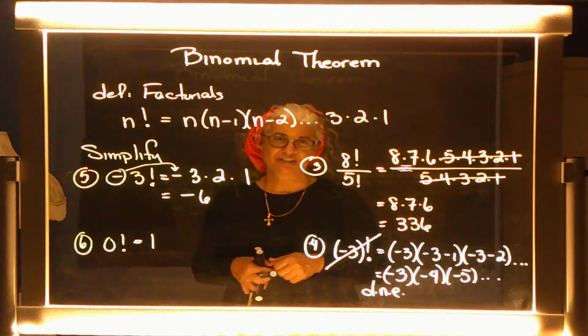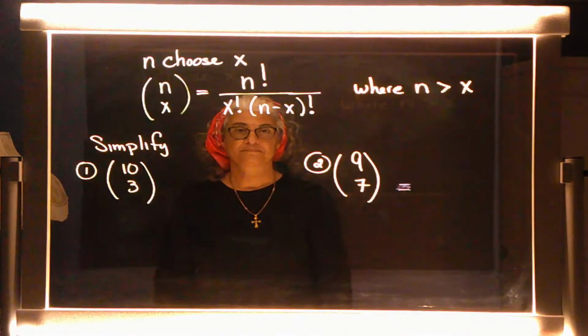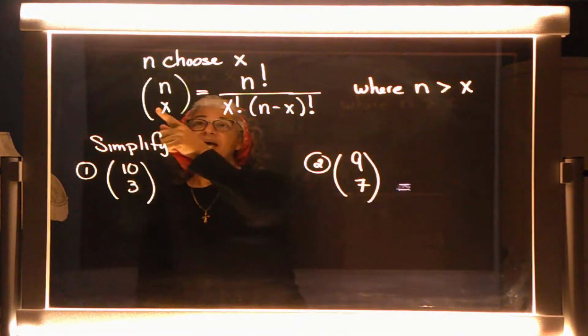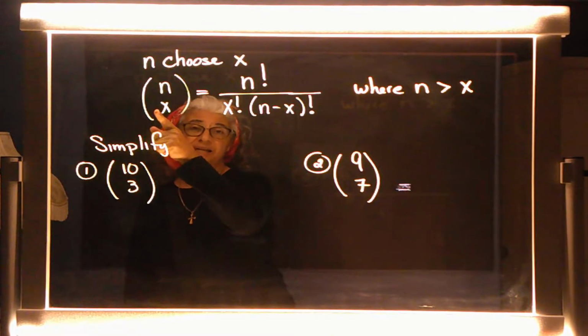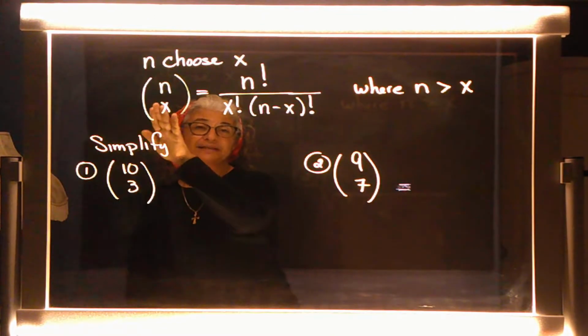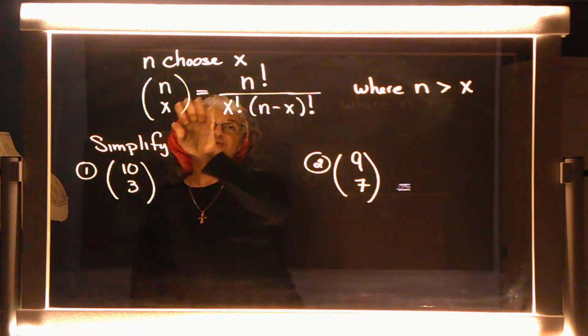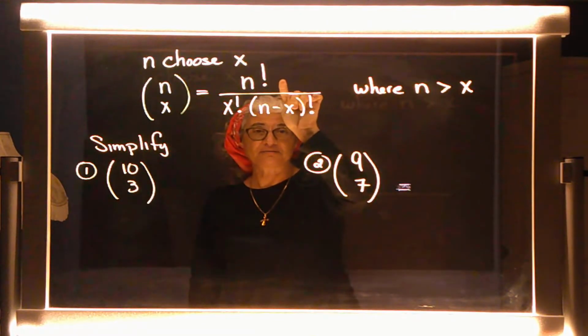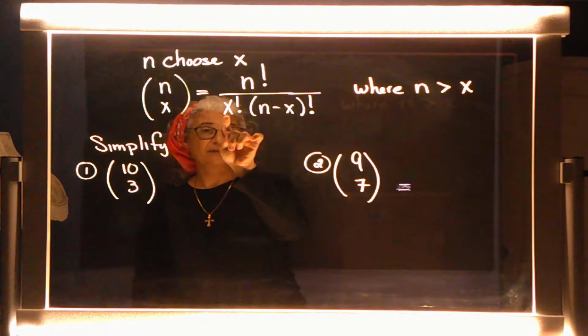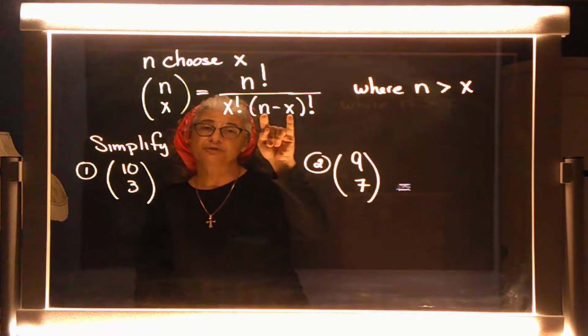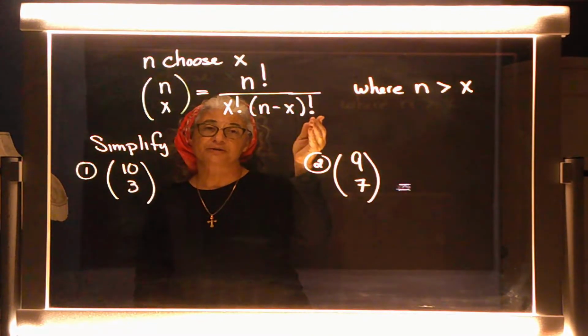I got another notation for us to go over. Here's another notation, and it's read n choose x. And by definition of this notation, n choose x is rewritten as n factorial divided by x factorial, and then the difference between the two numbers, factorial.